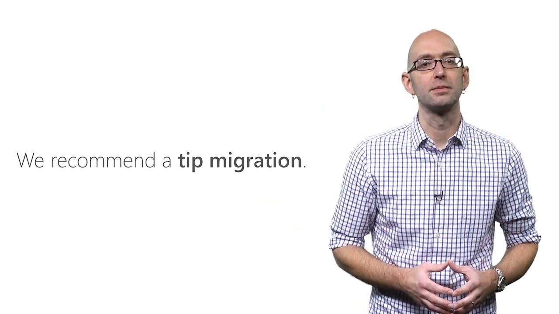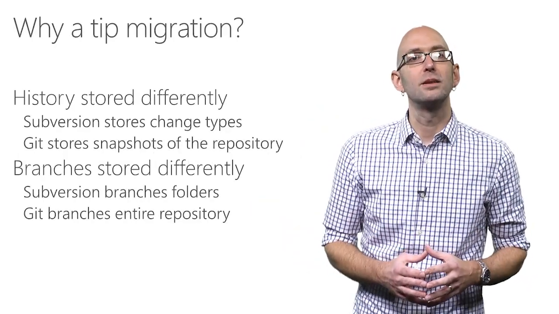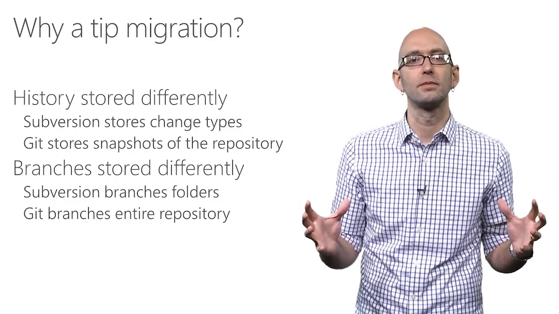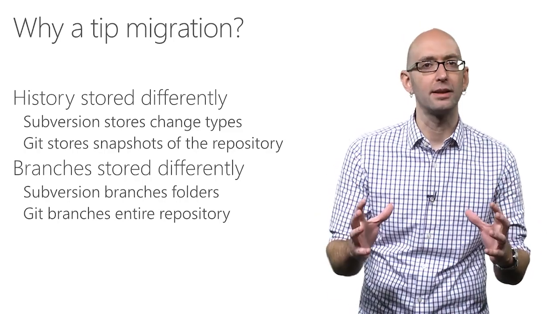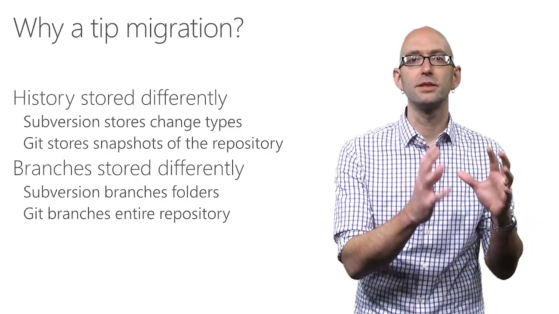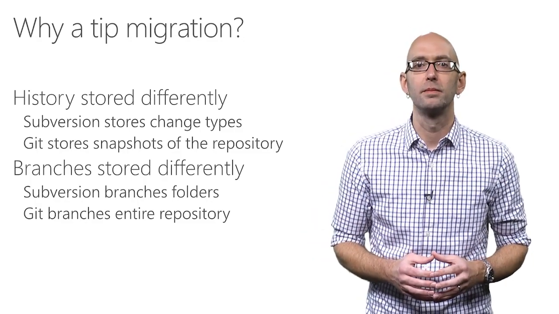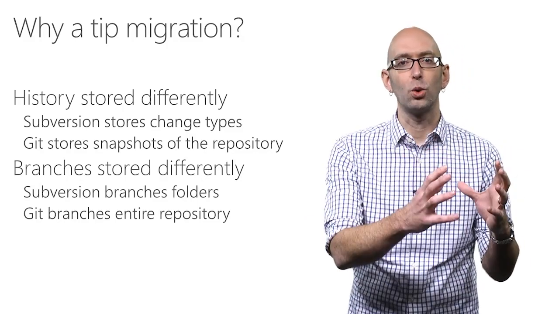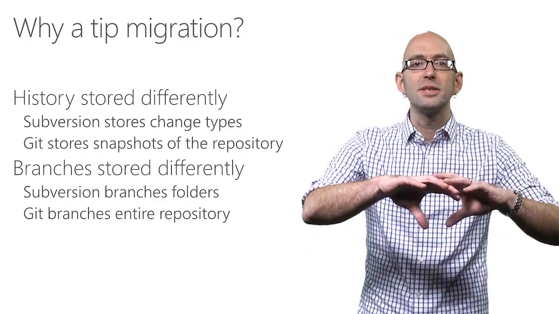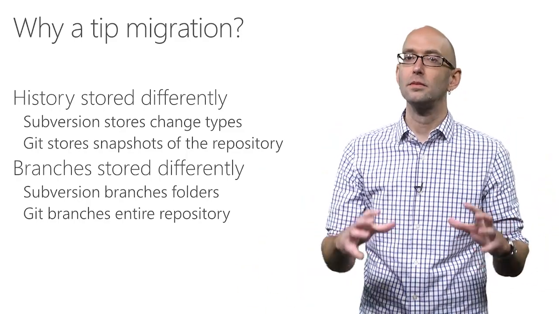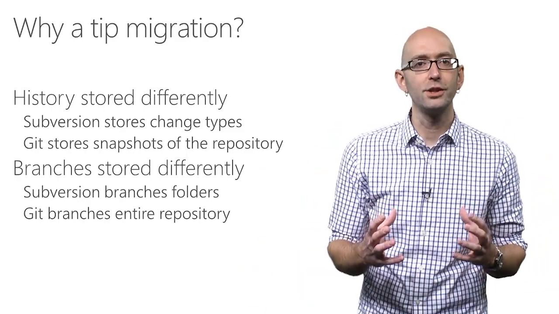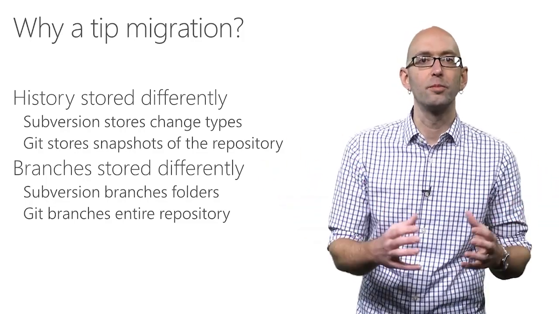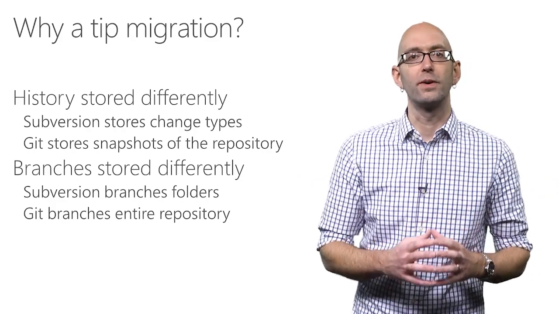But there are some problems with this. The biggest problem is that there's no way to do a history translation between Subversion and Git with complete accuracy. The two version control systems are dramatically different, and they store the structure of history and branches completely differently. For example, Subversion stores branches within the repository, branching a folder, while Git creates a branch that encompasses the entire repository. Also, Subversion stores change types as a first-class operation, so it can record, for example, that one file was renamed to a different file.